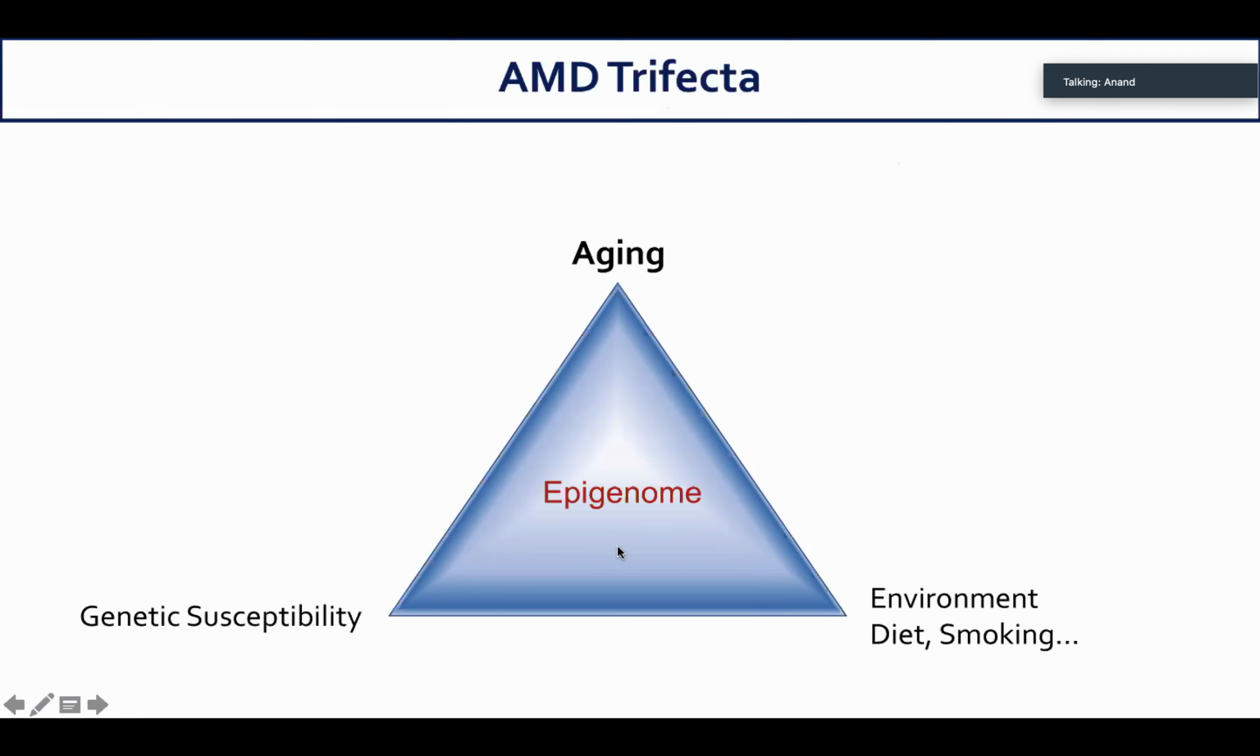So we need to look at all of these things in the context of the epigenome. We need to look at how, as an organism, we and our different tissues and cell types are responding. And I think maybe there is a way.